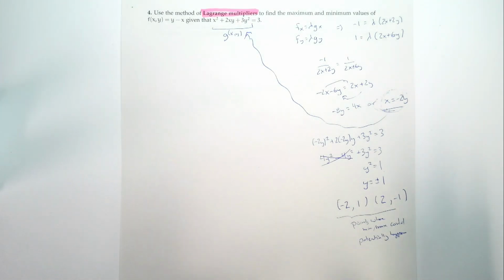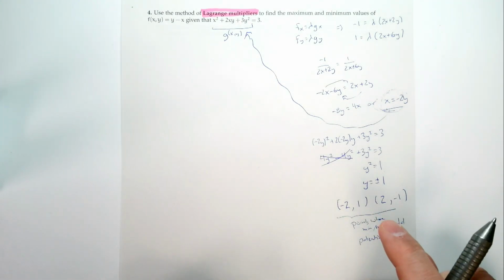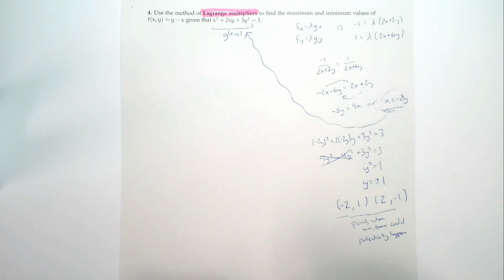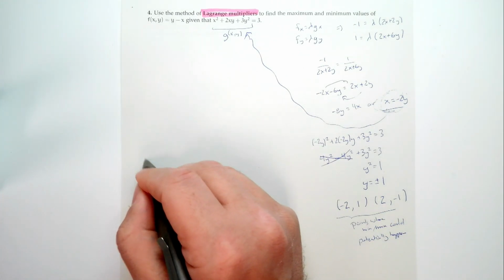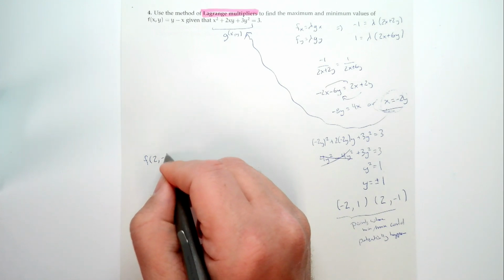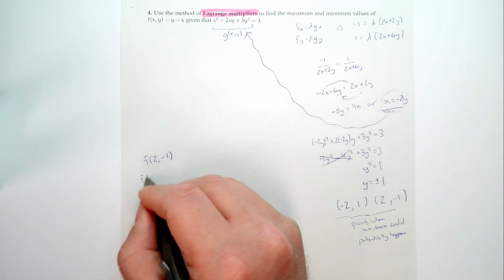So, we're not done, because we weren't after the points, we were actually after the values. So the last thing to do is we plug these in. So we're going to plug in 2, negative 1, and negative 2, 1.